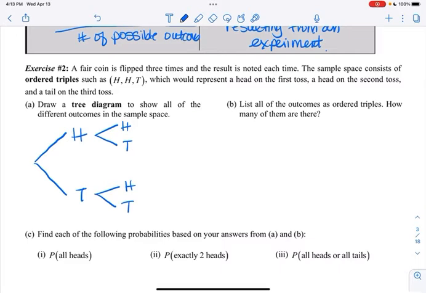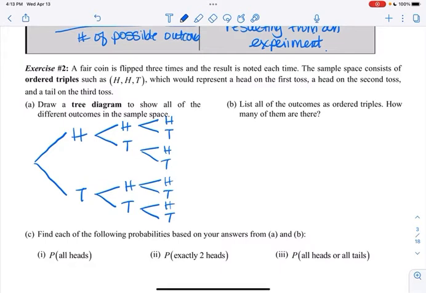Now say the first time you got a head, the second time you got a head, the third time you still have a chance of getting a head or a tail. So see how this works? Each time, these branches are showing all the different possibilities that you can have.